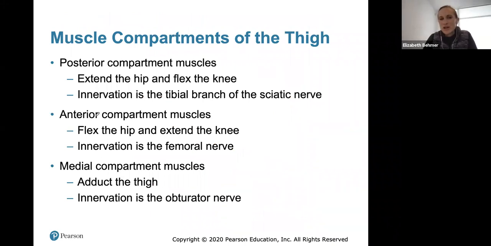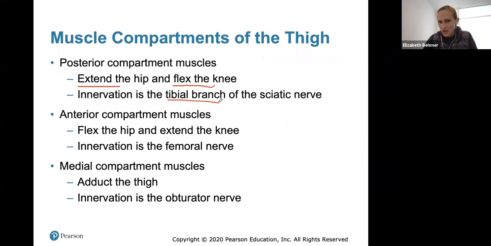Then the posterior compartment muscles of the thigh will extend the hip and flex the knee. So what that means, extending the hip means kind of straighten your leg back out if you would kick your leg back. Flexing the knee means to kick your knee up to touch your butt. Innervation is mainly the tibial branch of the sciatic nerve.